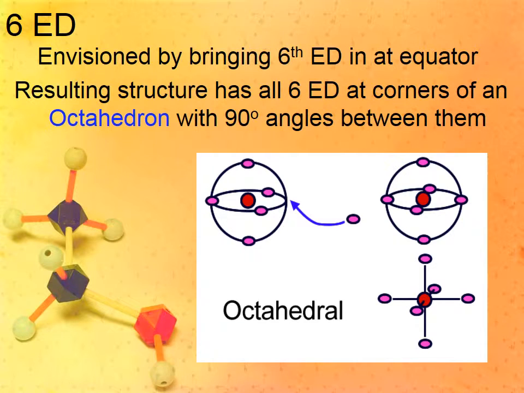The 6 electron domain structure is best envisioned by bringing that 6th electron domain in at the equator, pushing the other 3 aside, by keeping them, of course, at the equator at 90-degree angles. So the resulting structure has all 6 electron domains at the corners of an octahedron with 90-degree angles between all of them. Hence the octahedral structure.